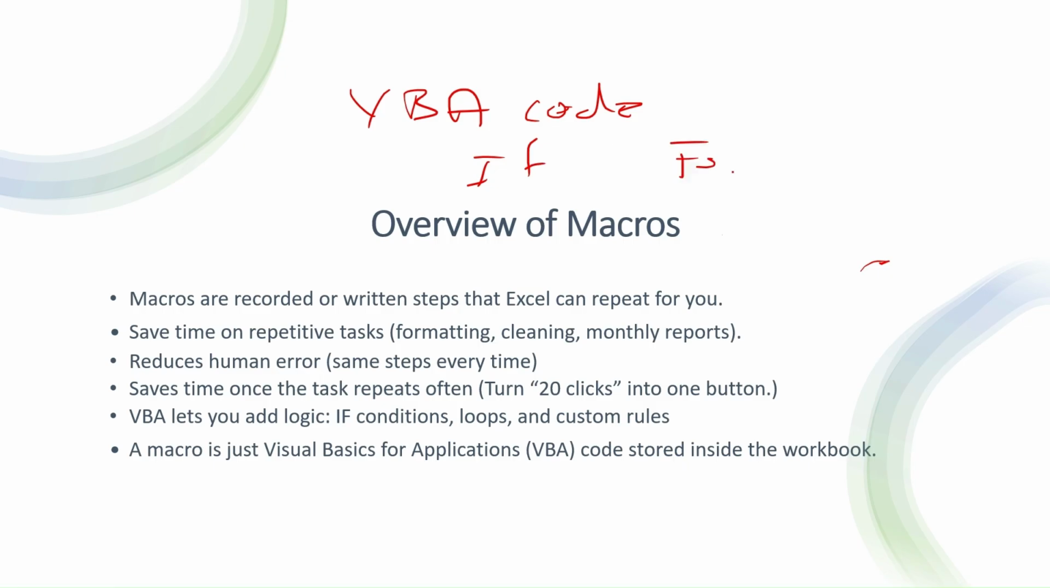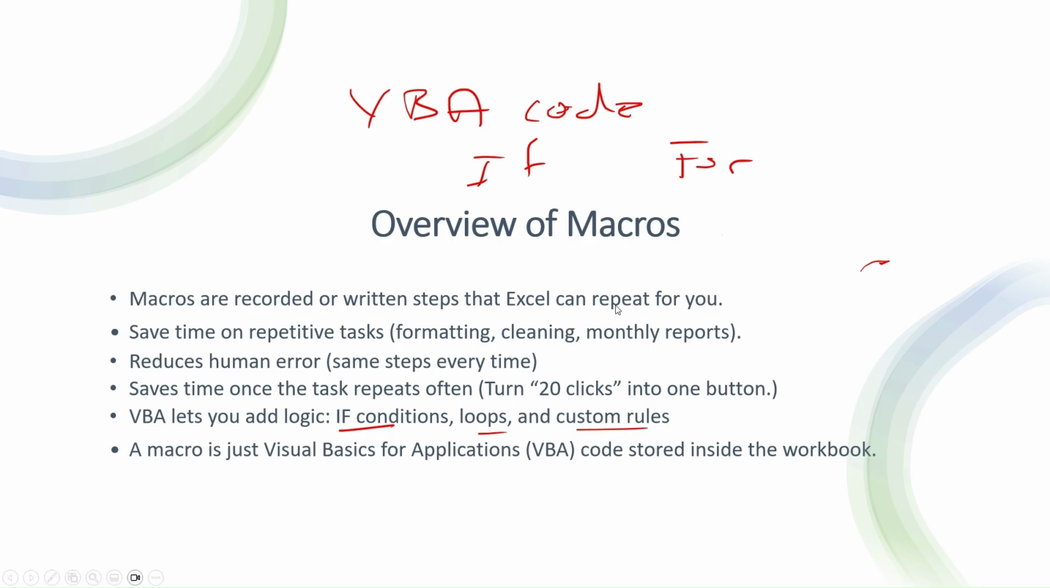You can add a for loop, that is, for every row that you have, do that. That's the advantage that you have. So you can add logic, you can do looping, you can create custom rules. All these are things that you can do using macros.